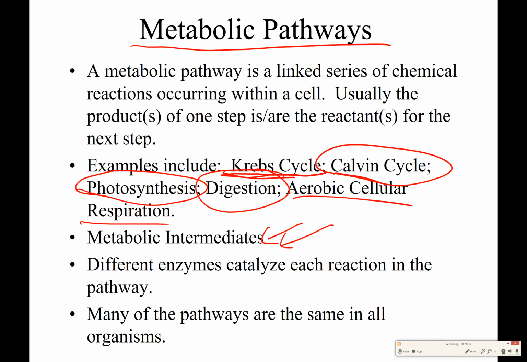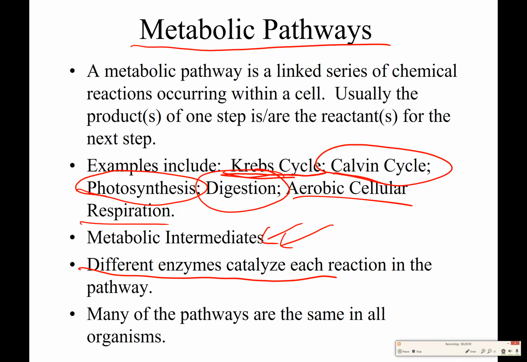Since there's all these different reactions involved in a metabolic pathway, every reaction requires a different enzyme to catalyze it and to make it happen. So a metabolic pathway is going to have a whole set of enzymes. Each enzyme, remember, is very specific and can only catalyze one reaction.